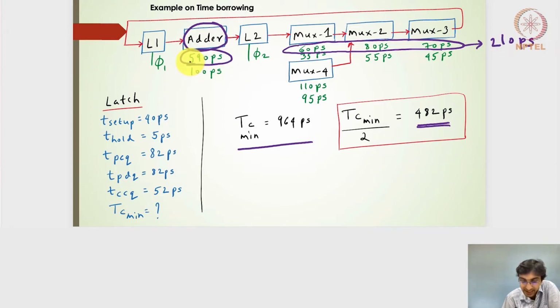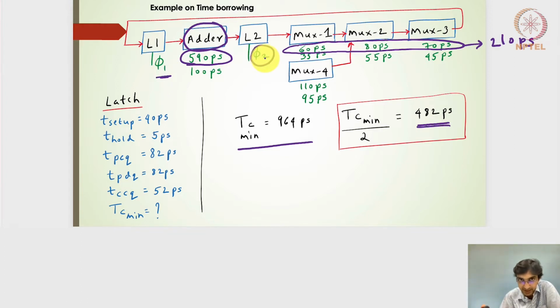So what is likely to happen is the adder circuit is occupying more time, or rather it is entering into the phi 2 clock being high. It is utilizing some part of that, right? And then the L2 is getting captured, and the input is supplied to the MUX1, MUX2 and MUX3. Right, so the adder block is actually extending beyond the first level of the phi 1 clock.